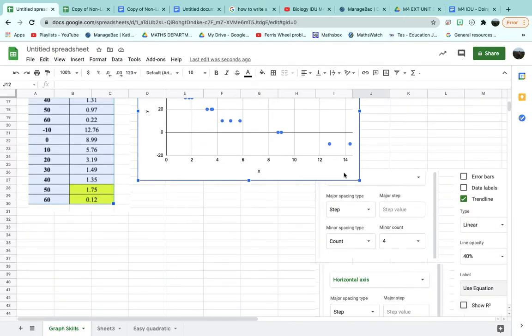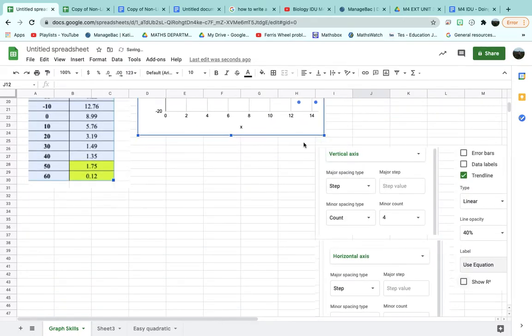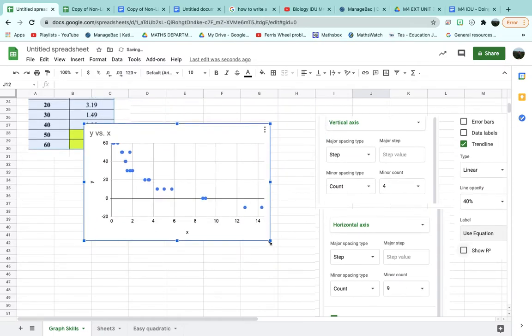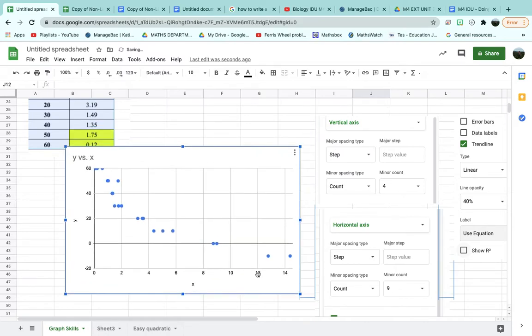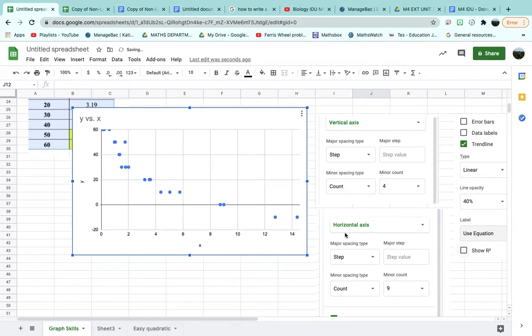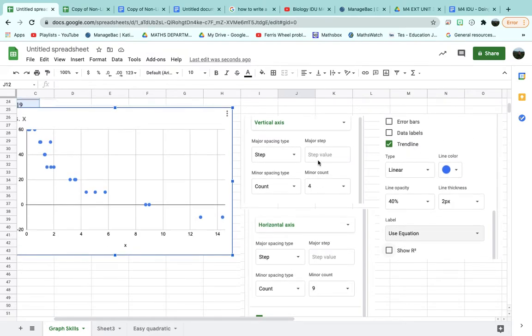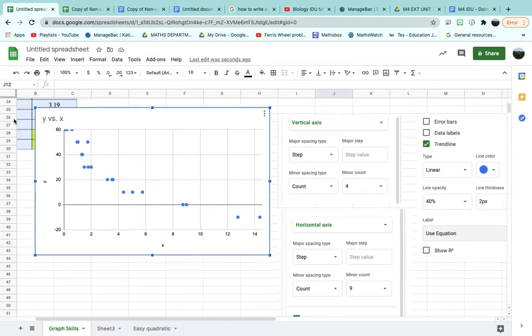Now, for this graph, we need to make sure we are analysing it properly and making sure it's displayed properly. So these are the things we are going to change: the vertical axes, the horizontal axes, and the trend line. These numbers may need to be changed.